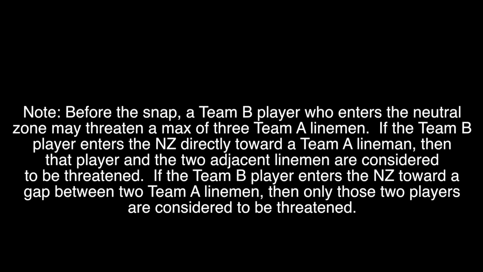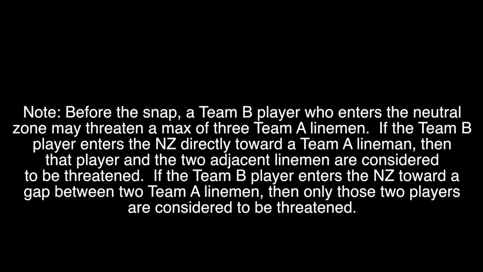The next clip shows a situation in which we have a defensive player threatening an offensive lineman, causing an immediate reaction. Now it's important to note that before the snap, a Team B player who enters the neutral zone may threaten a max of 3 Team A linemen.